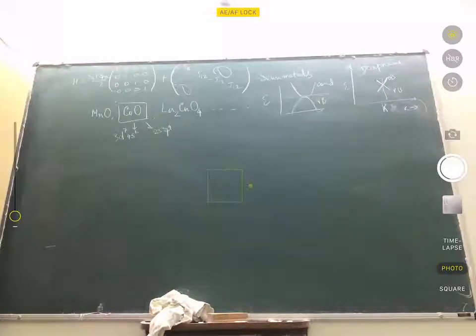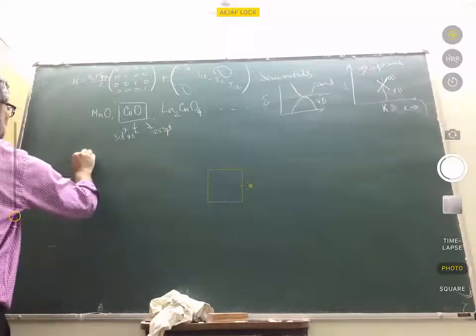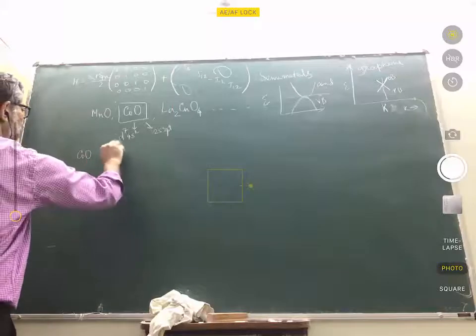And then what am I trying to figure out? I'm trying to figure out the number of valence electrons per unit cell. So for that, I need to know what the unit cell is. The unit cell of cobalt oxide, it forms a rock salt structure.